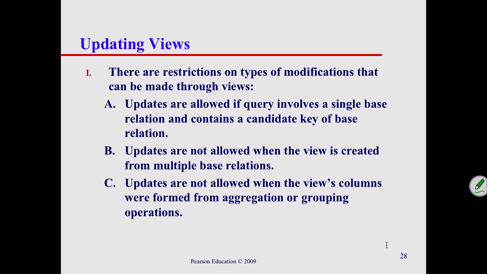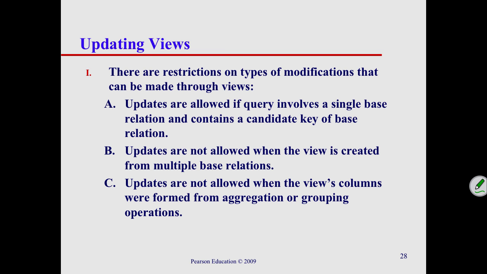So generally, you can only update a view if there's a single base relation underneath it. Once you have multiple relations forming the view, it gets a lot more complicated. So that's essentially A and B are the same. C is what I just showed you. If the view's columns were formed by aggregation, it really doesn't make sense. There's no way when you update an aggregated number to map it back to the base relation, so you can't update it in that case. Okay? So that's pretty much it with views. Any questions about that?